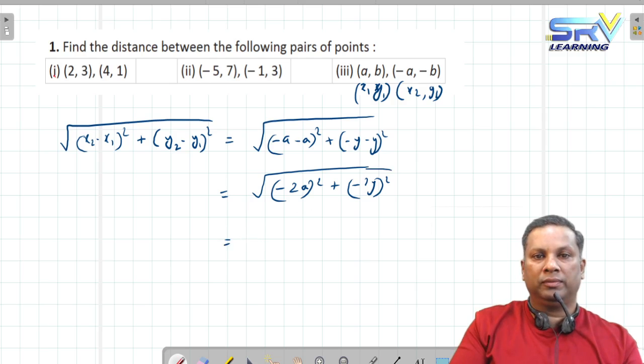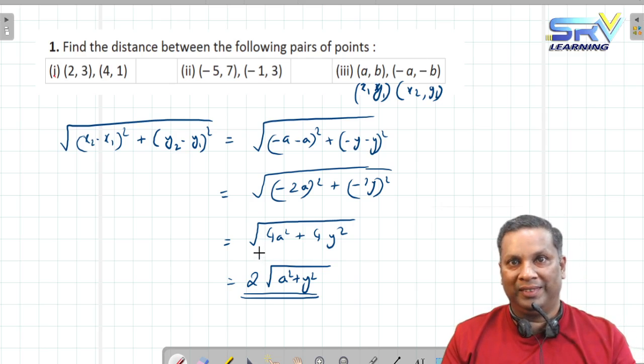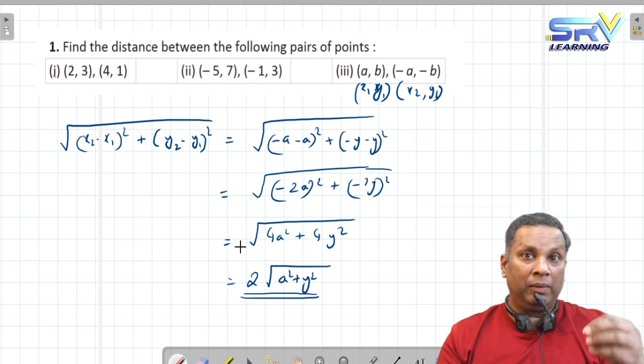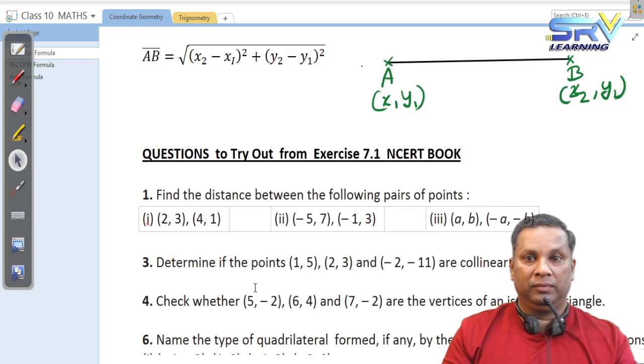So this becomes 4a square plus 4y square, right? 4 is common in this and 4 will come out of the root, so it will become 2 root of a square plus y square. So this is the distance between these points. Okay, it was easy. So applying distance formula is easy. Now we will apply distance formula in some concept. Okay, like if they say like question number 3, let us go and see the question number 3.